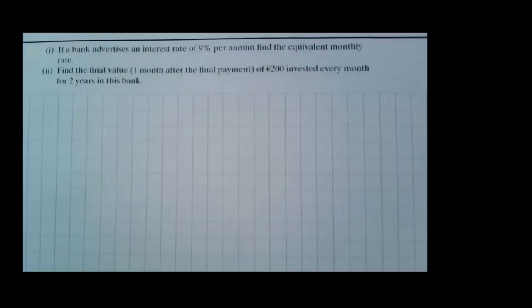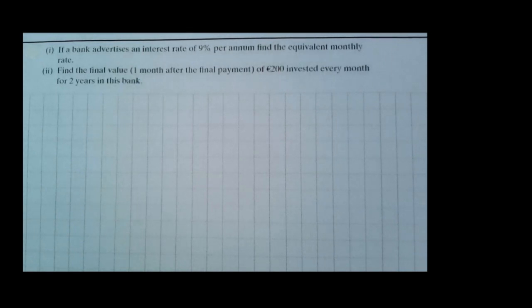Okay, let's have a look at this question. If a bank advertises an interest rate of 9% per annum, find the equivalent monthly rate first, and find the value 1 month after the final payment of €200 invested every month for 2 years in this bank. Okay, so pause the video if you feel confident with this one. Try it for yourself.